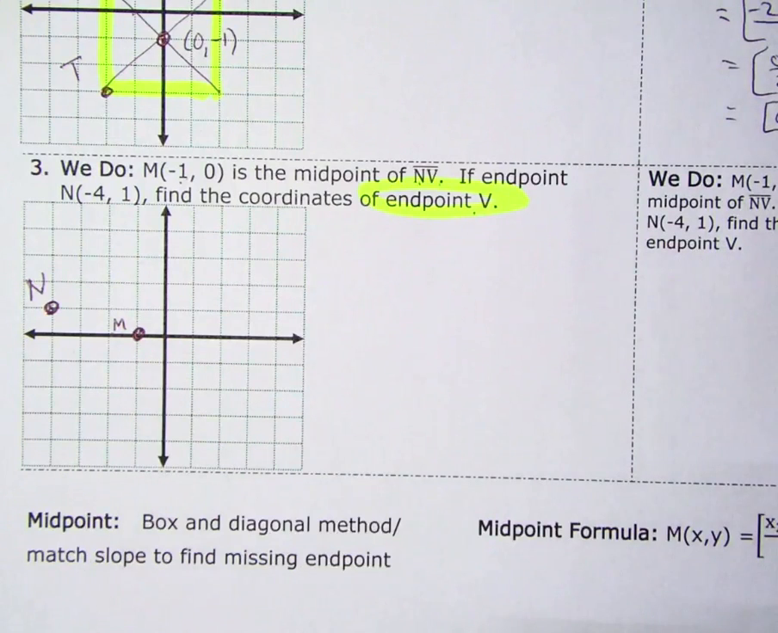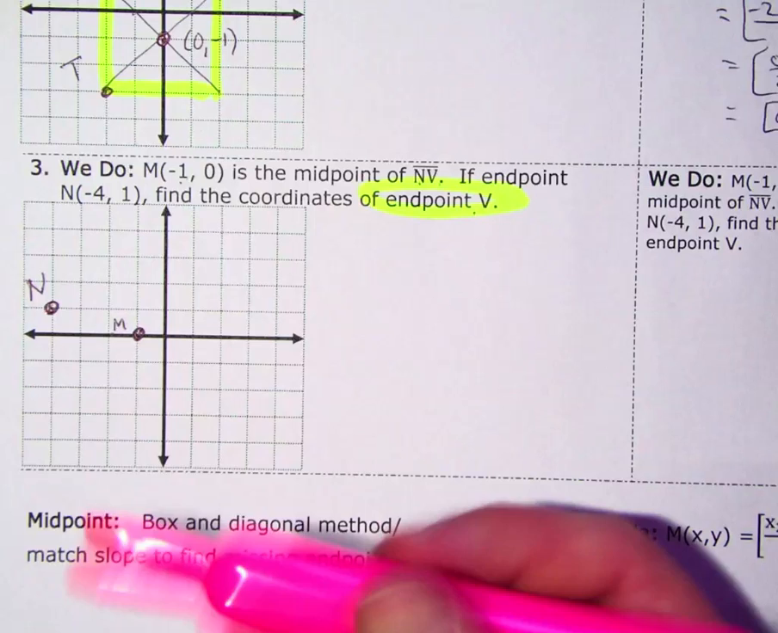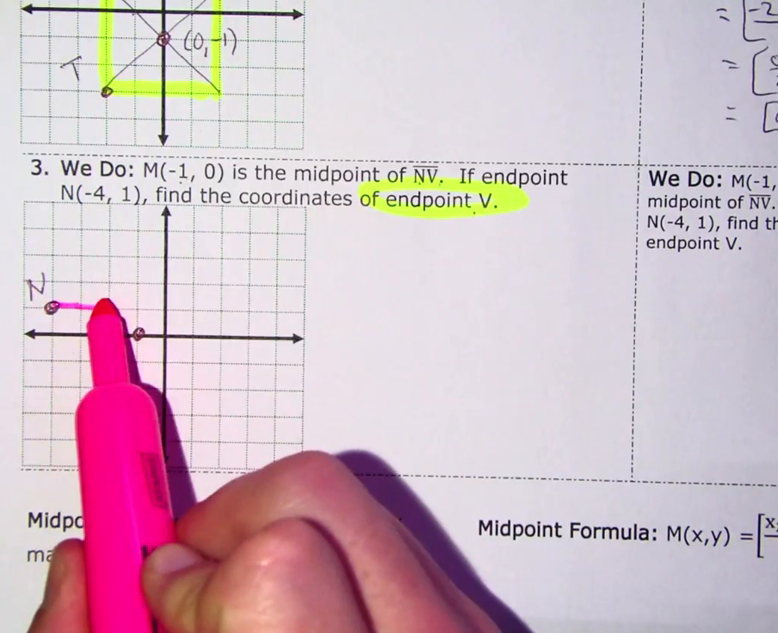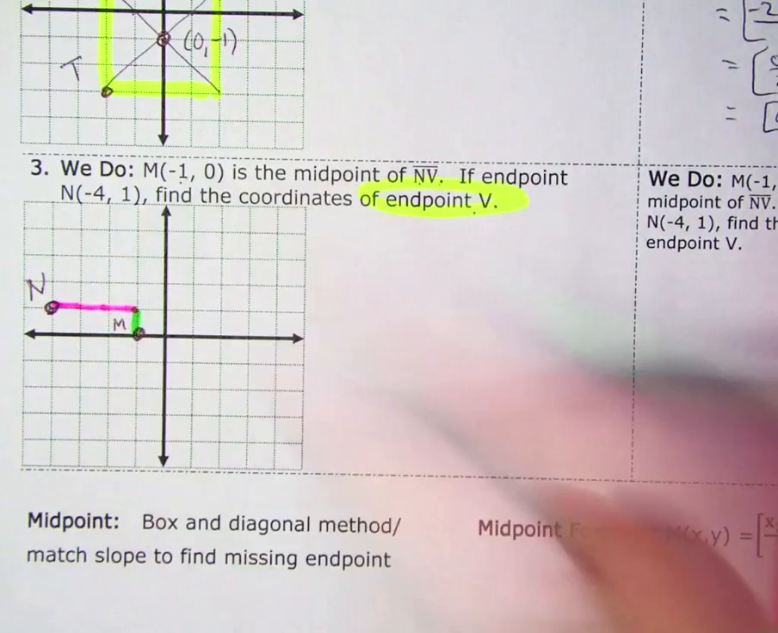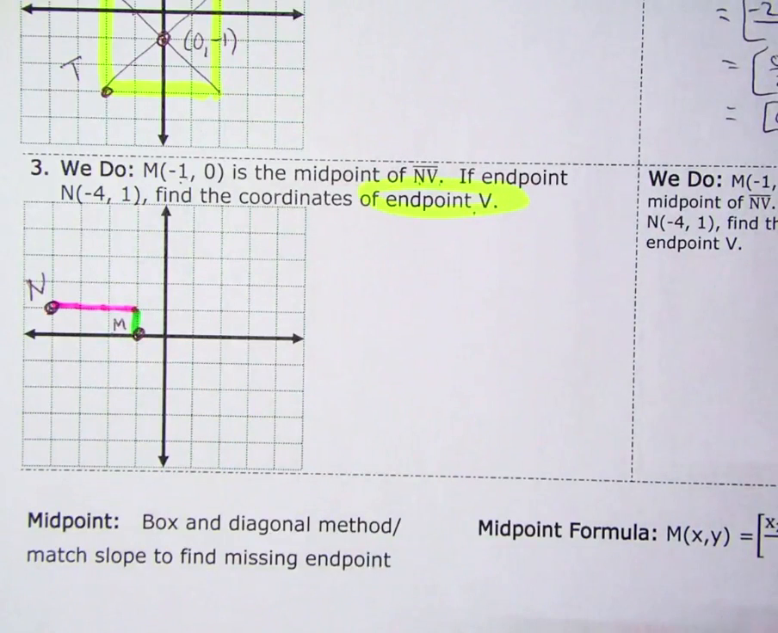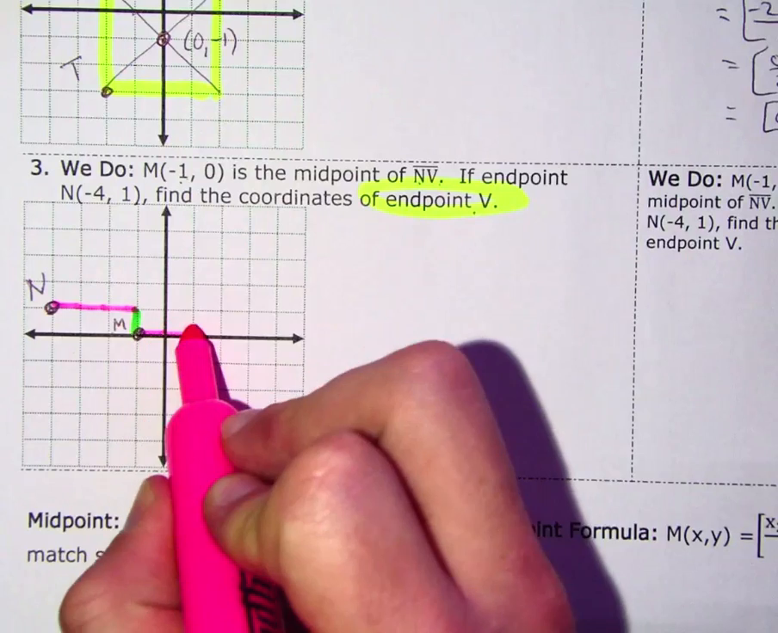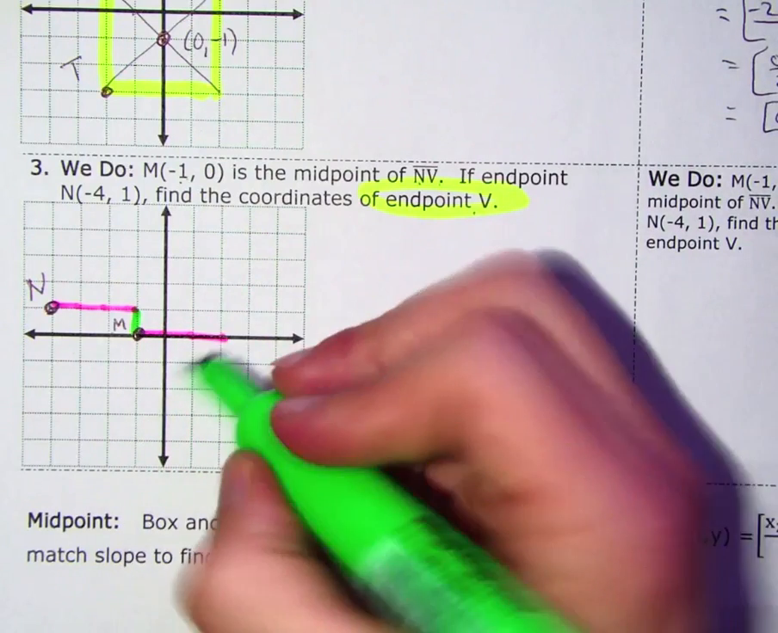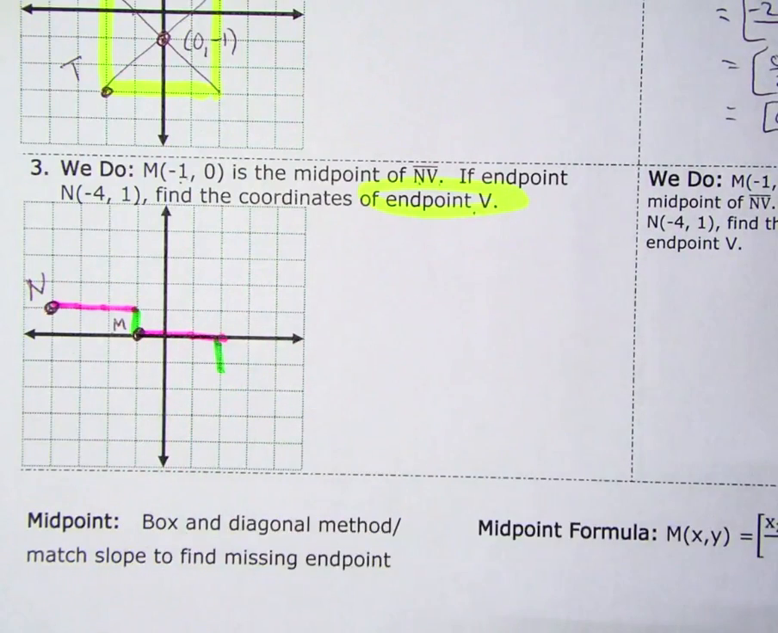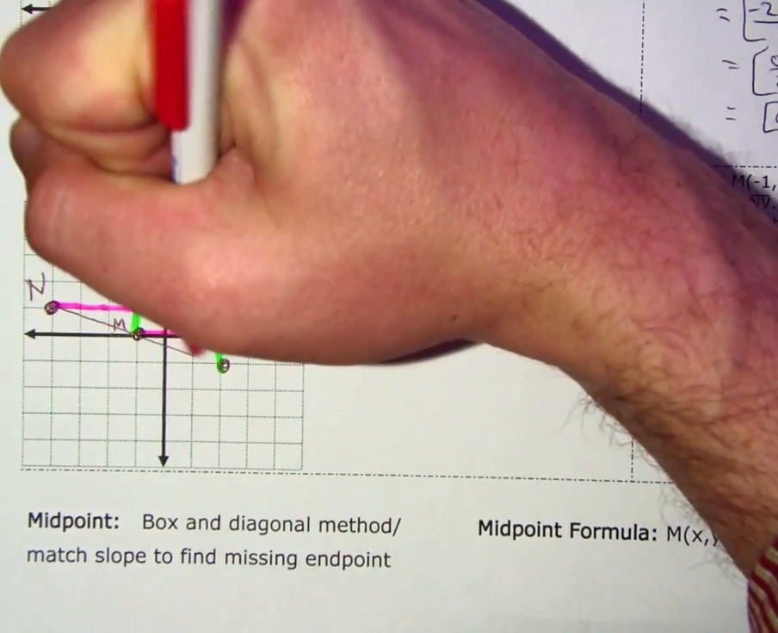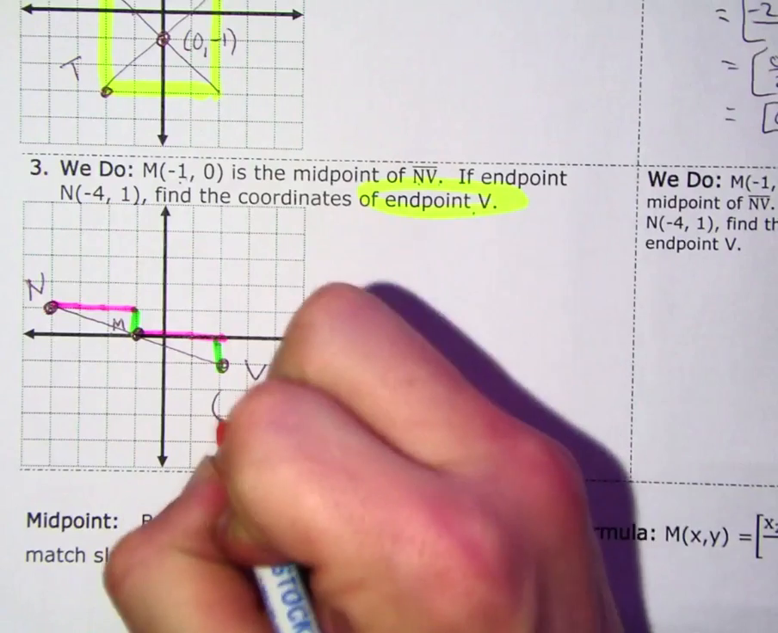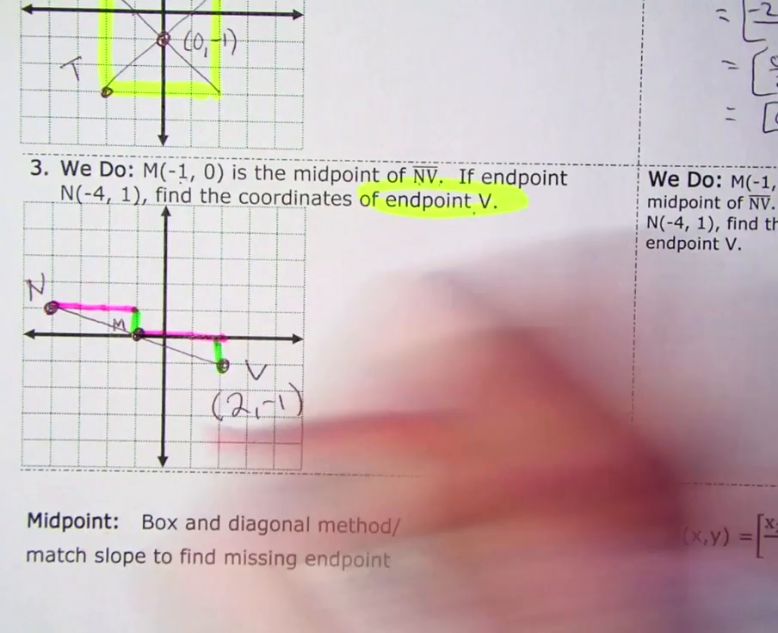Well, if M is the midpoint, here's the graphical way to do it. Just take a look. I come over 1, 2, 3, and then I come down 1. Do the exact same thing. Go over 1, 2, 3, and come down 1. And that puts you right at the other endpoint, V, which is 2, comma, negative 1.